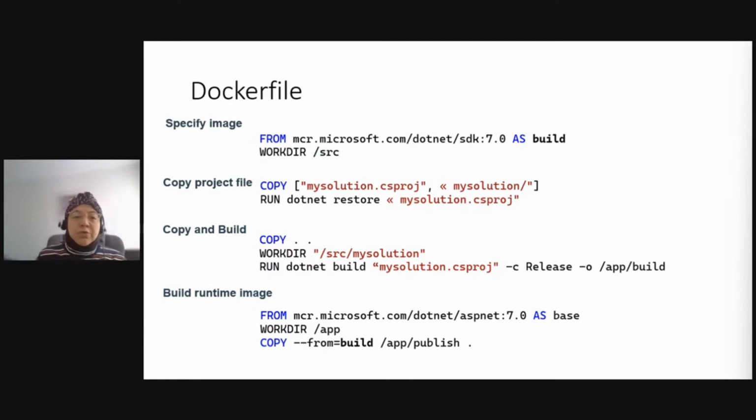Let's start with the first one. For example, here we said before that we start with FROM. For FROM, the first thing we need to define is an image we want to base it on. In our case, we will work on a .NET application. In our case, we use .NET 7.